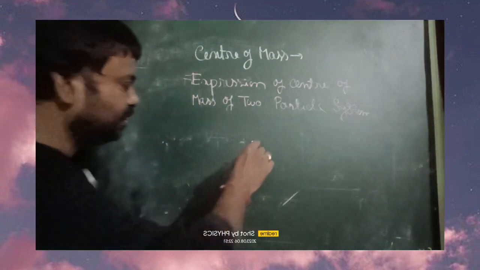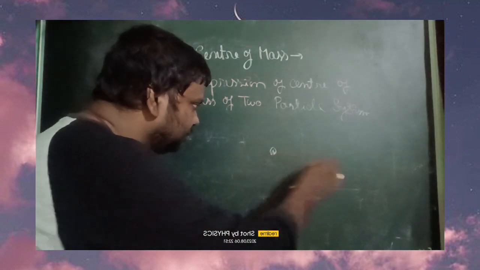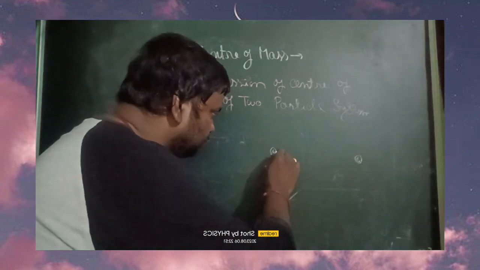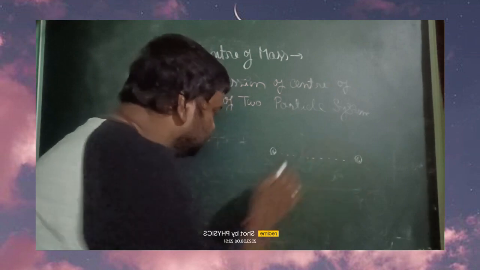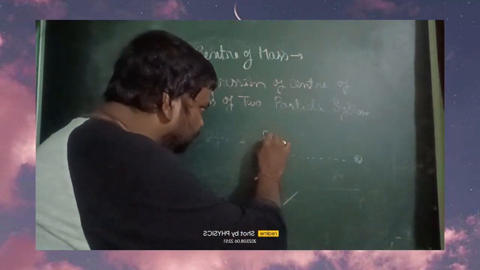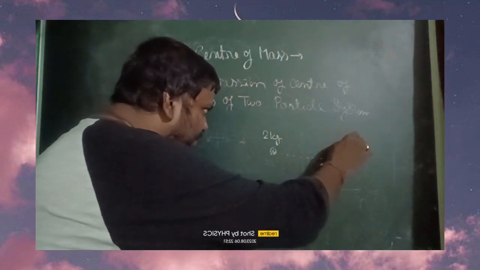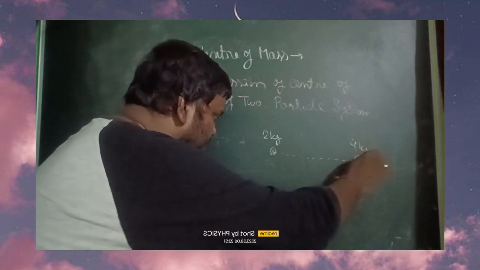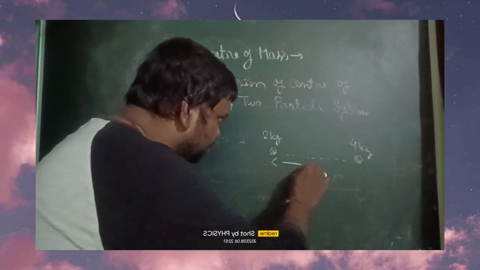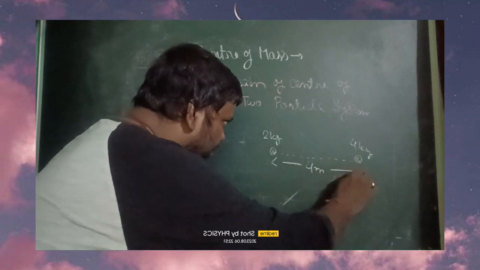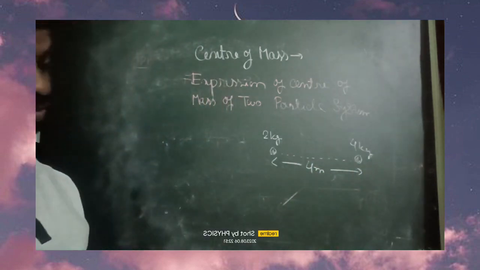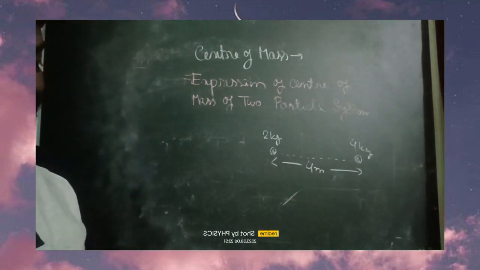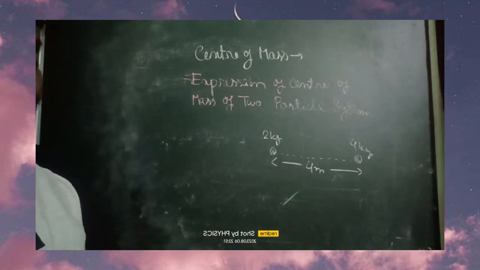Let us consider two particles. There is a mass of 2 kg and a mass of 4 kg. They are separated by a distance of 4 meters. What is the position of the center of mass?